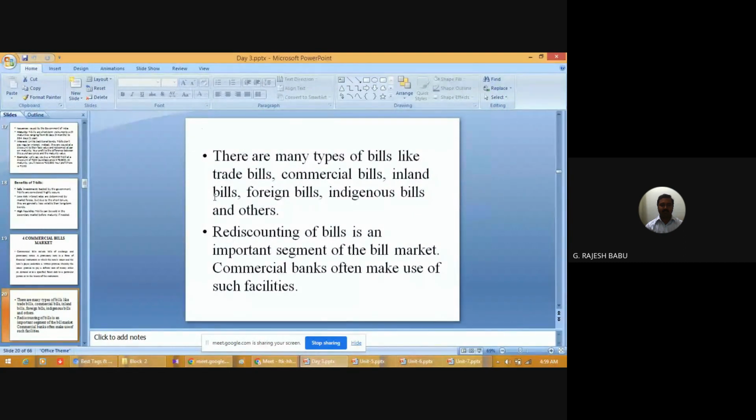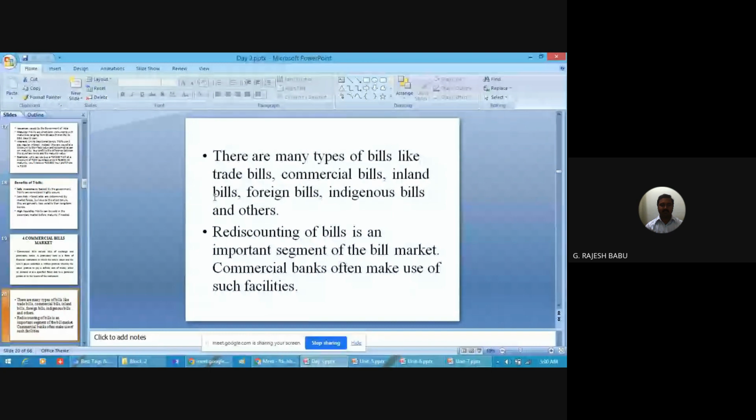Rediscounting bills is an important segment of the bill market. Commercial banks often make use of such facilities. Let us understand the concept of rediscounting with the help of an example. Suppose a commercial bank buys a 91 days treasury bill at rupees 10,000 and receives rupees 11,000 at the time of maturity. In this case, the difference between the purchase price and face value of the bill, rupees 1,000, is called the discount.